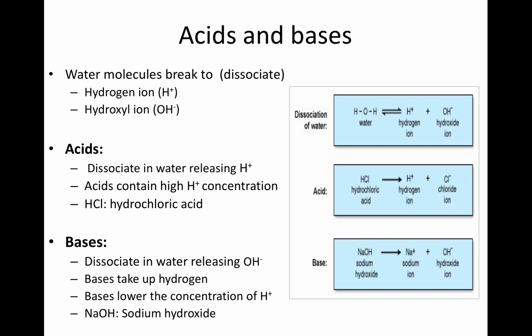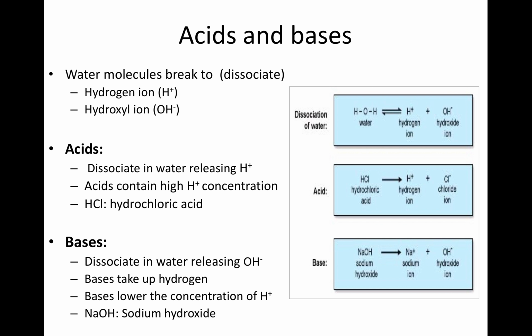I'm going to repeat this. Hydrogen concentration is what determines something to be acidic. The more hydrogen you have, the stronger that acid will become. The best example for a strong acid is what you will find in your stomach, and that is called hydrochloric acid or HCl.